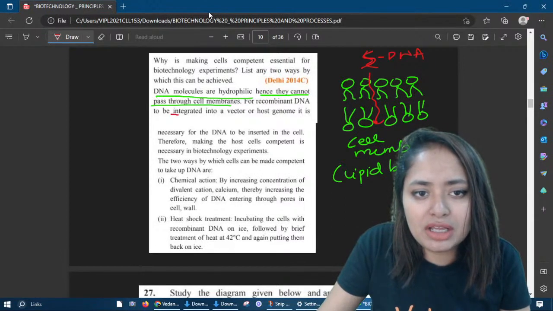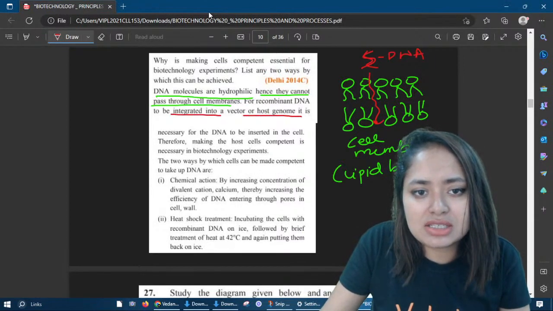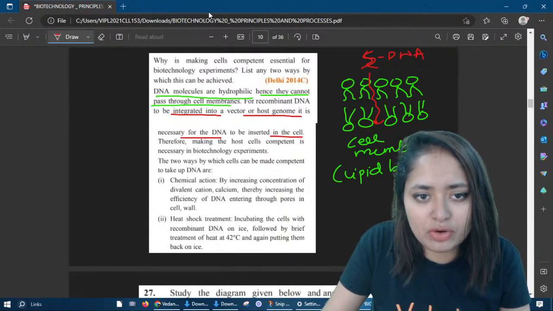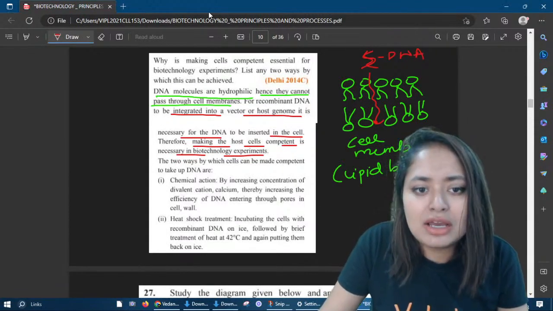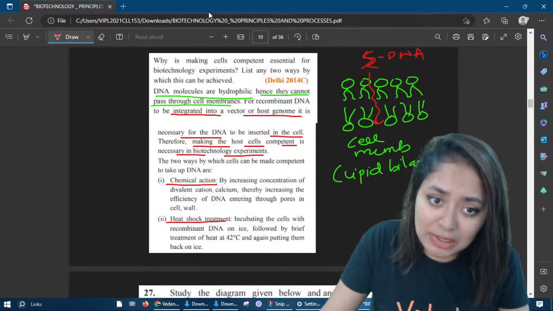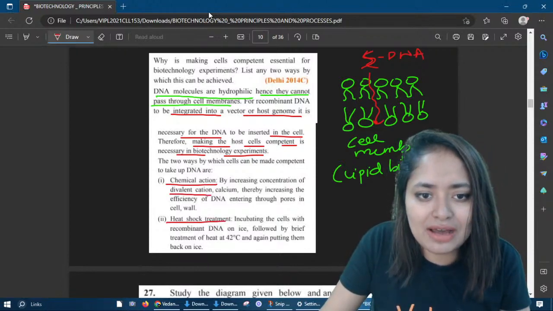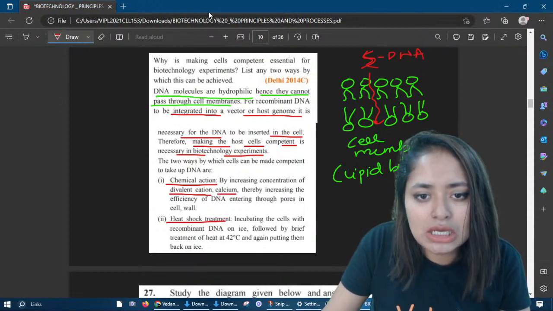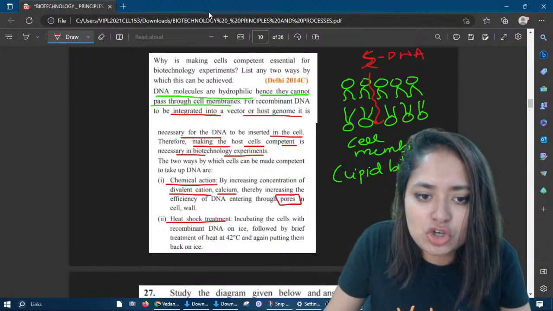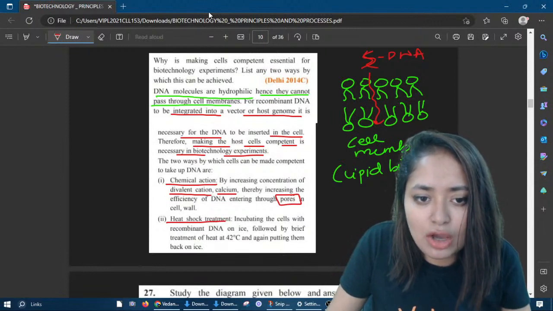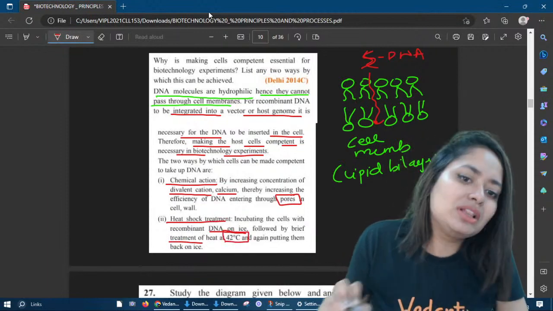For recombinant DNA to be integrated into a vector or host genome, it is necessary for the DNA to be inserted into the cell. Therefore, making the host cell competent is necessary in biotech experiments. The two ways by which cells can be made competent to take up DNA are chemical action and the heat shock method, explain karna. Chemical action mein aapko batana padega, divalent cations like calcium increase the efficiency of DNA uptake by making pores in the cell wall. Ye sab keywords aap log note karke le lo. Next, heat shock mein incubating the cells with recombinant DNA on ice, followed by brief treatment of heat at 42 degrees Celsius and then putting them back on ice.